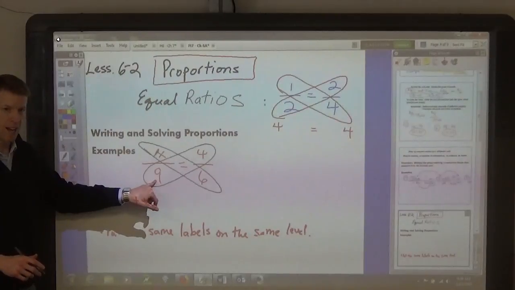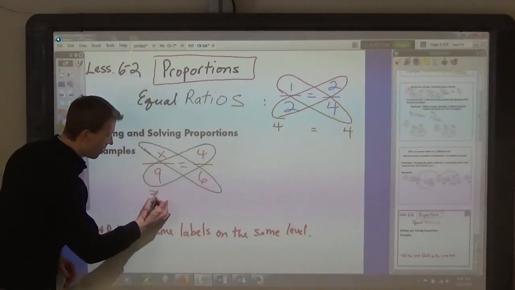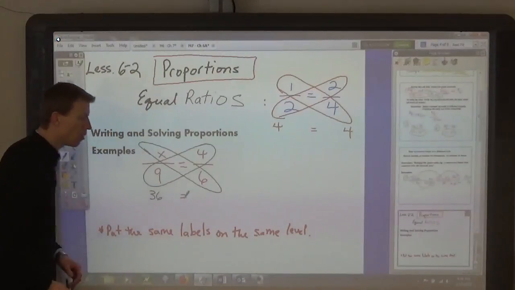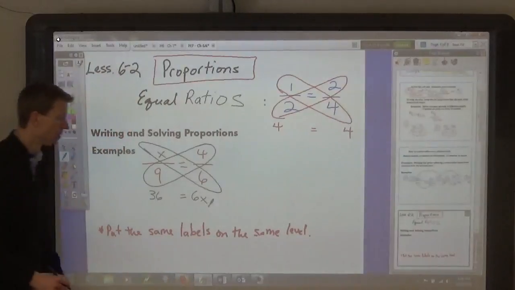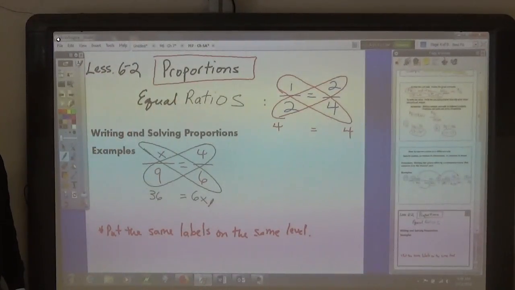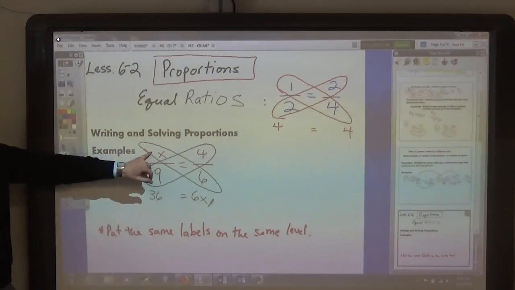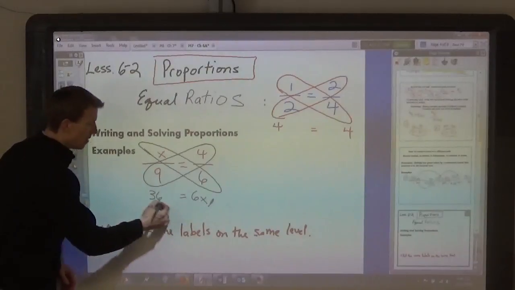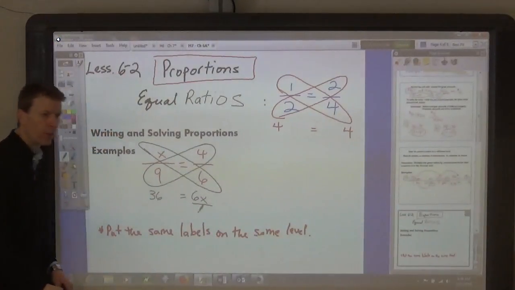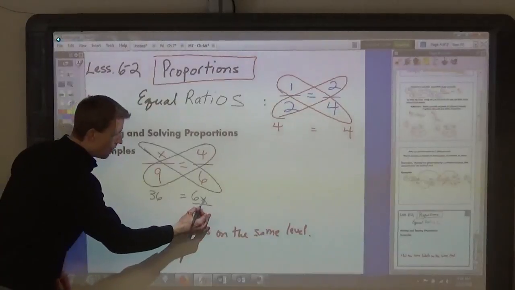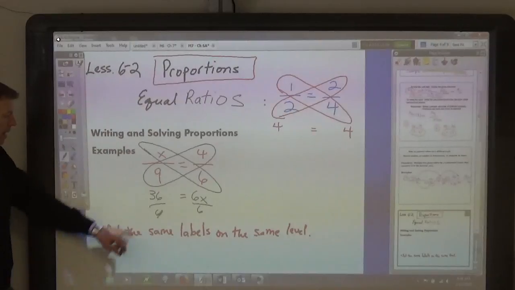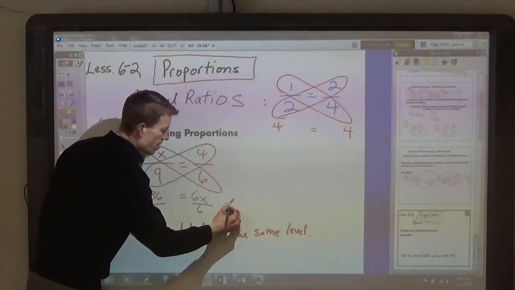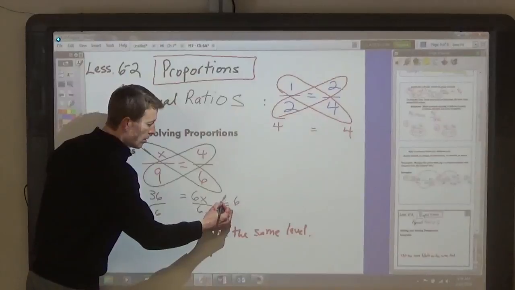Do 4 times 9, 36. So 36 is equal to 6 times x. Right? Is that true? Yes. And 6 times 6 is 36. Or if we solve this, you solve it by dividing both sides by 6. And 36 divided by 6 is 6. So x equals 6.